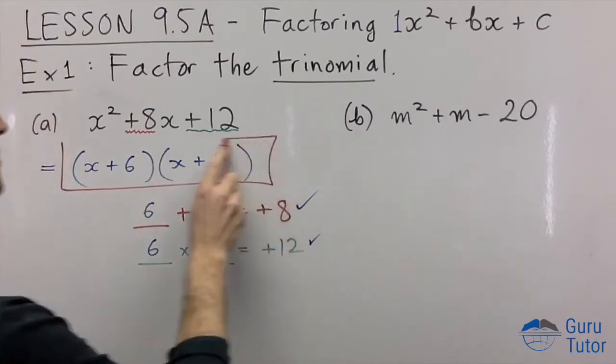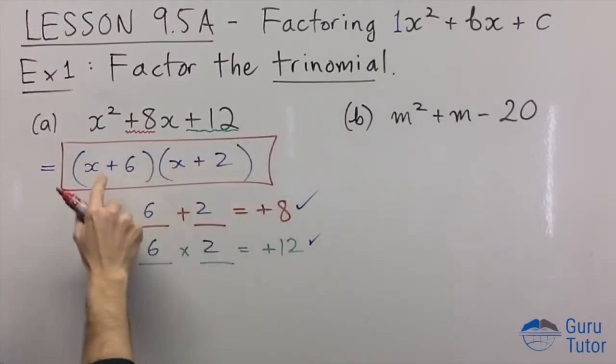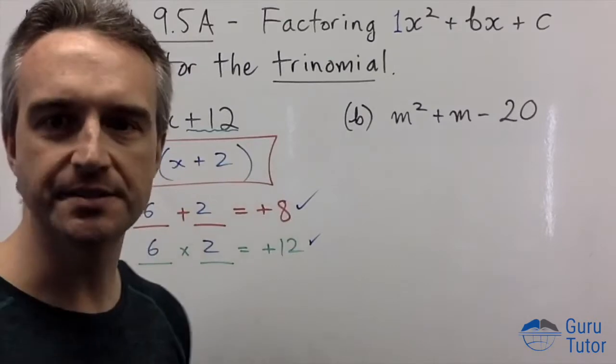And it can be in reverse order. It could also be x plus 2 times x plus 6. Commutative property. It doesn't matter.